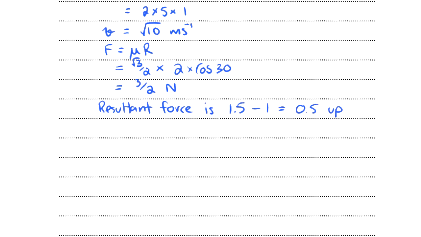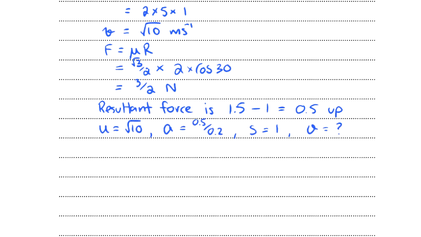Okay, so what we know is its initial velocity was root 10. We worked that out from the previous part. The acceleration, oh, we haven't done the acceleration. The acceleration is the force divided by the mass. So it's going to be a half divided by 0.2. And the distance that it travels is 1, and we want to know what is the final velocity. Right, so 0.5 divided by 0.2 is 2.5.